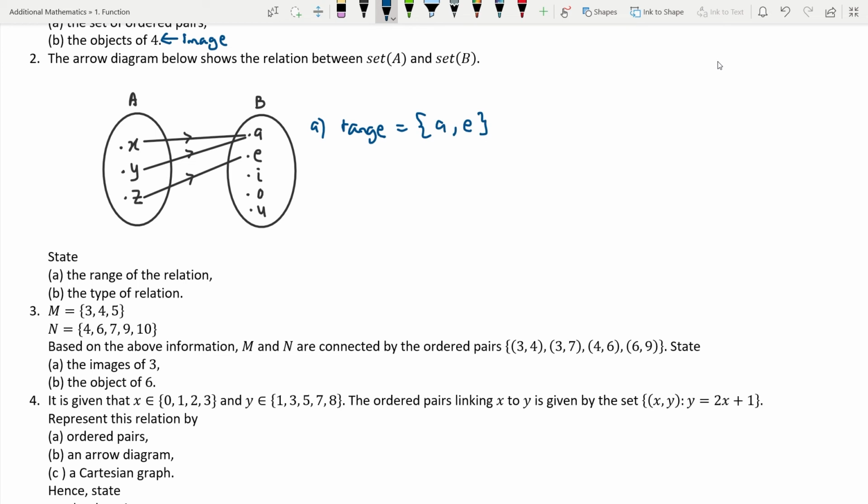The type of relation: we can see X is connected to A, Y is also connected to A, Z is connected to E. So in this case, X and Y both are linked to A. So in this case, we call them many-to-one relation.